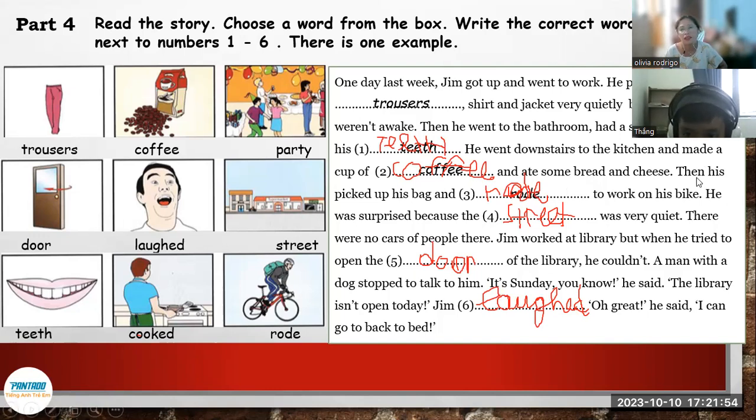Then he picked up his bag and rose. He was on his bike. Very good. The street was quiet, there was no car. As it was there, Jim worked at the library. First, when he tried... Wait, not yet. Wait with me.